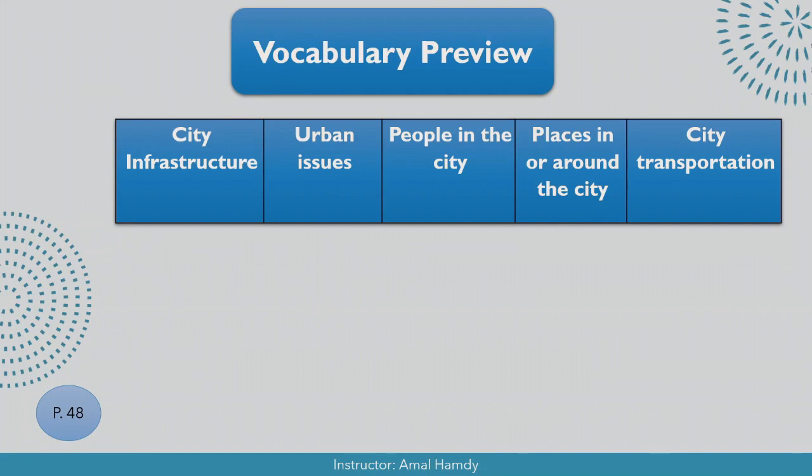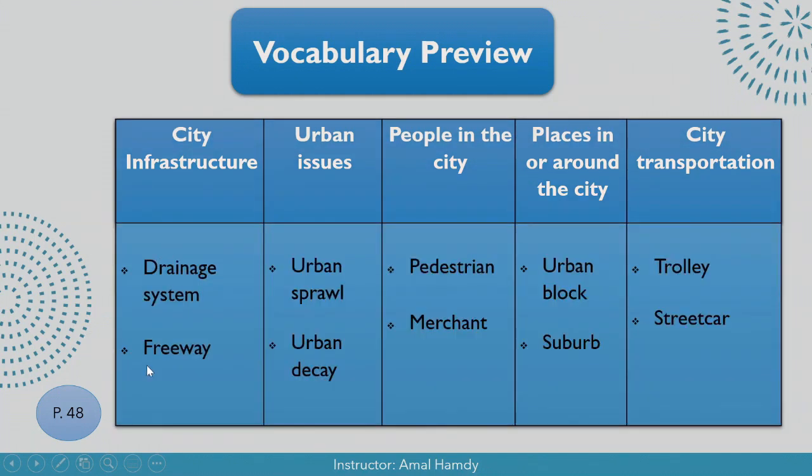So now that you know the meaning of all of these words, I want you to think about which words belong under the city infrastructure and which words belong under urban issues and which words belong under people in the city, places in the city, or city transportation. Now you can check your answers.